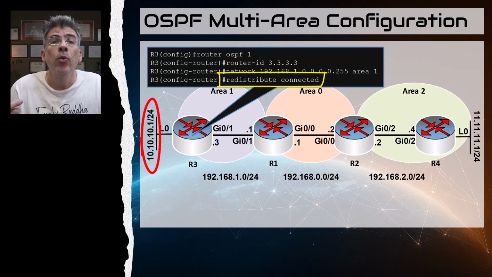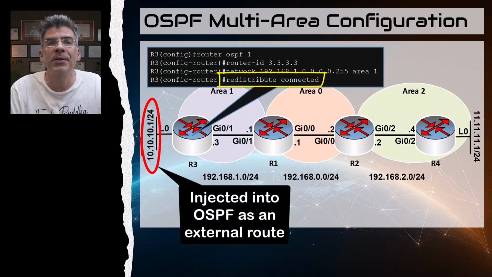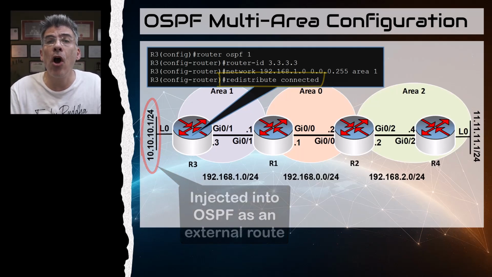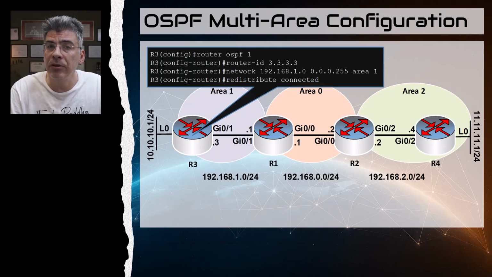This means that the 10.10.10.0/24 network, which is a connected network, will be injected into the OSPF domain as an external route. This fact makes R3 our ASBR by definition. And that's it. Now let's take a look at our routing tables.